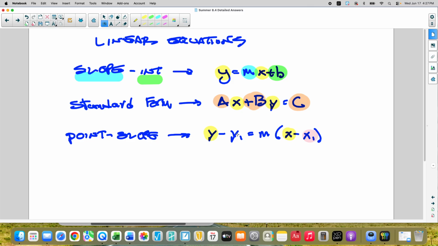So x sub 1 and y sub 1 is actually the point that they're talking about. And then the slope, much like m, is going to be the slope. So that's why this is called point slope. You can pull a point and the slope. Standard form is just your general standard form that is consistent throughout any country when you look at math, algebra 1. And then slope-intercept, you get your slope and your y-intercept.